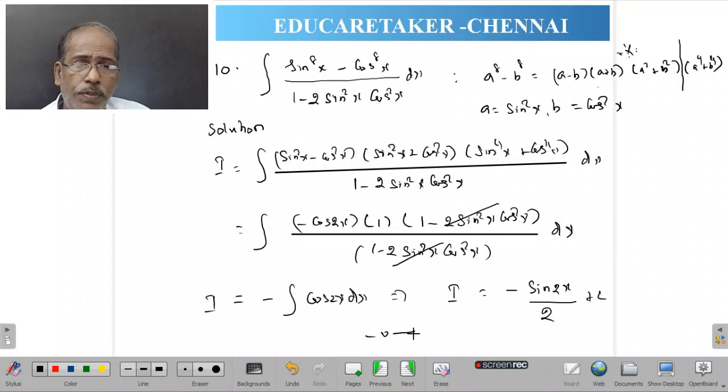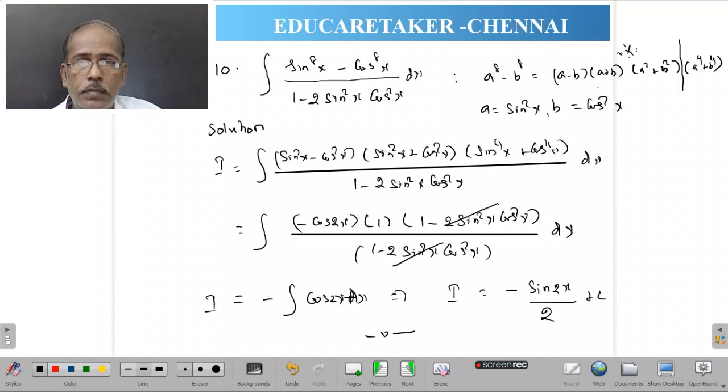So this is the final answer of the question, sin power 8x minus cos power 8x divided by 1 minus 2 sin square x cos square x. Copy it. Okay, and we'll go to the next question.